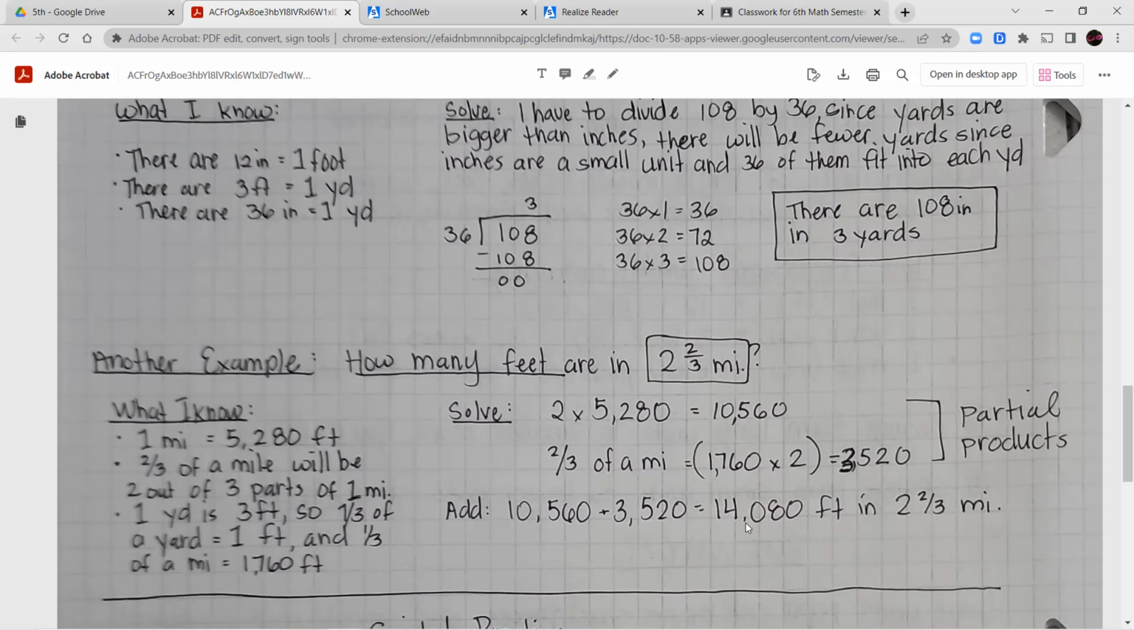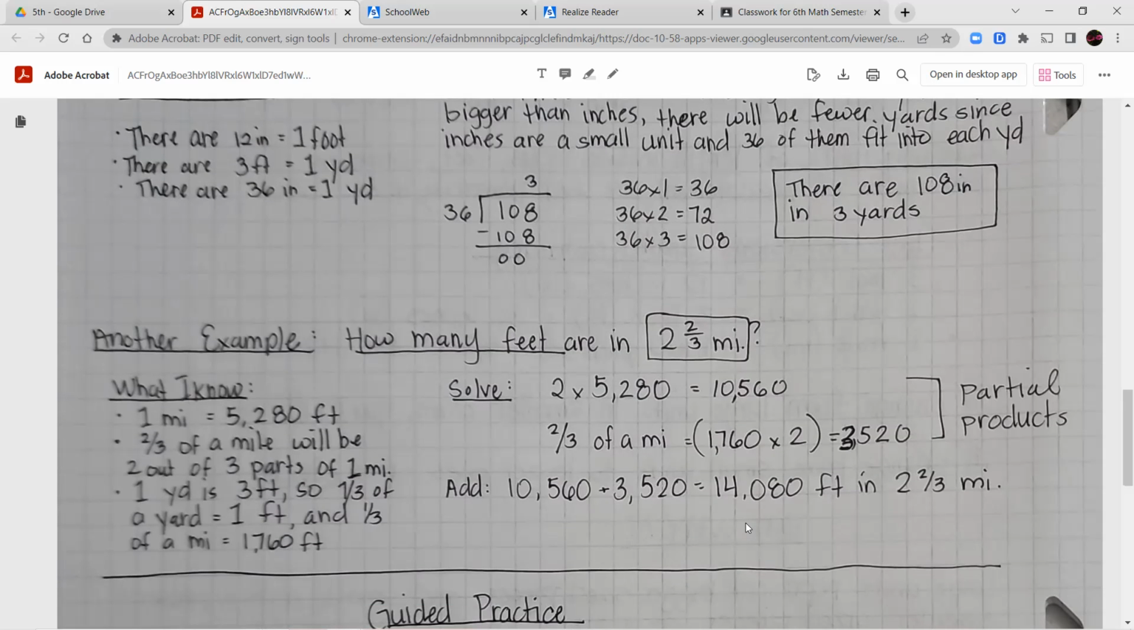Now let's take a look at another example. It says how many feet are in 2 2/3 of a mile? Okay, so I want to stop and think. I know that 1 mile is 5,280 feet. So 2/3 of a mile will be 2 out of the 3 parts of 1 mile. Now I know 1 yard is 3 feet, so 1/3 of a yard is going to be 1 foot, and 1/3 of a mile is going to be 1,760 feet. This is part of those conversions we were doing in the very beginning. 1 mile is equal to 1,760 feet, and it's equal to 1,760 yards.